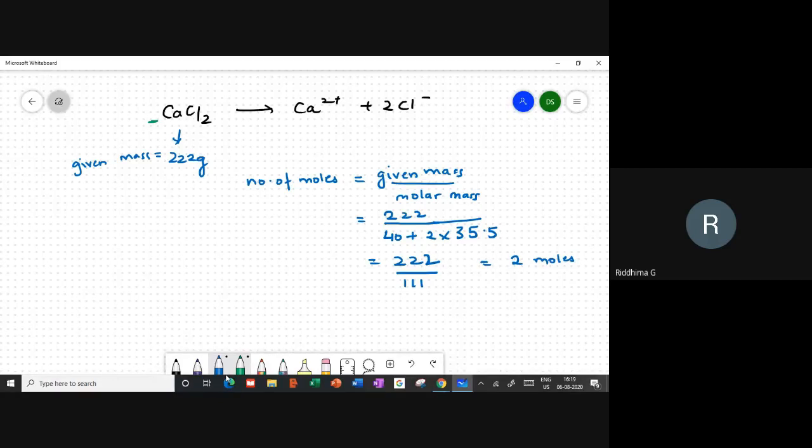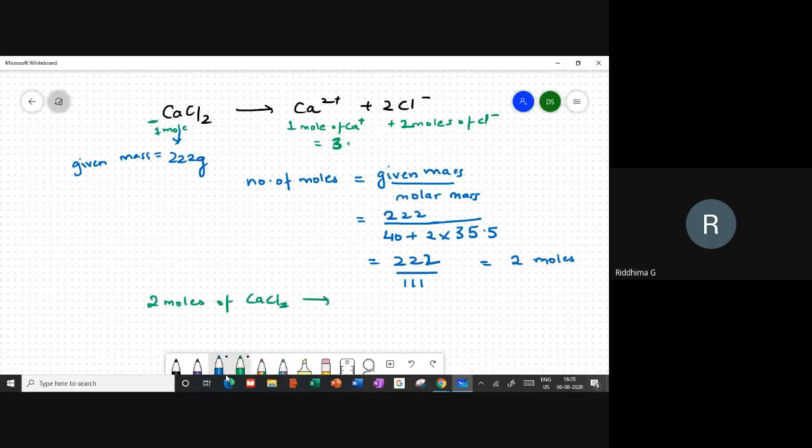1 mole of CaCl2 is giving me 1 mole of Ca2 plus ions. Okay, I'm writing it in green here. And 2 moles of Cl minus ions, correct? So basically the total ions I'm going to get will be 3, correct? Total. Now we are considering this situation. This is before we took 222 grams. Now since they are saying it's 222 grams, which means there are 2 moles of CaCl2.